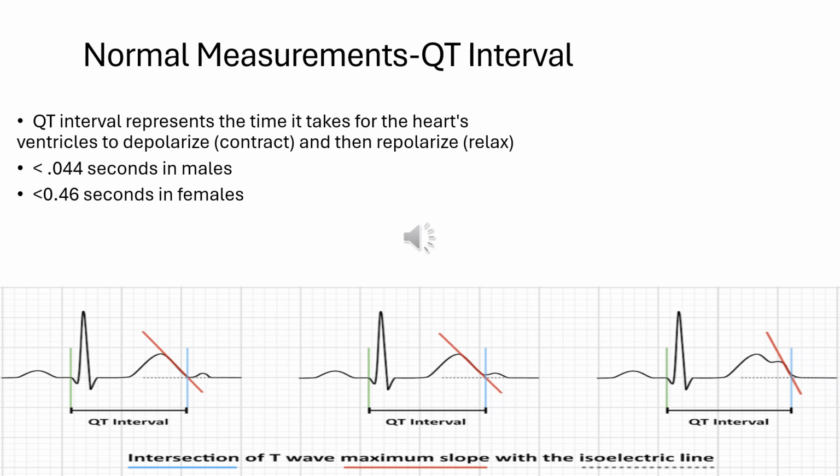Now, I'm going to talk to you a little bit about your QT interval, and this is going to represent the entire ventricular cardiac cycle, so the time it takes for the ventricles to contract and then to relax. I know you've probably heard of prolonged QT syndrome or medications that prolong QT intervals, and this can lead to life-threatening dysrhythmias. In women, our QT interval tends to be a little longer. It's going to be 0.46 seconds or less. And in men, it's going to be less than 0.44 seconds. And if it is greater than that, then that patient is known to have a prolonged QT interval.